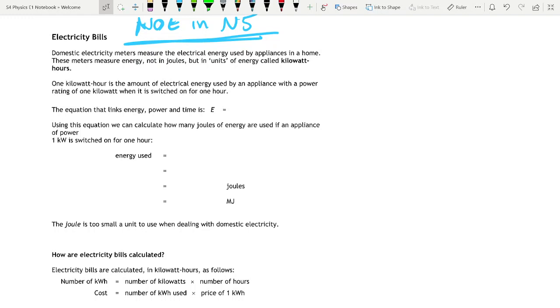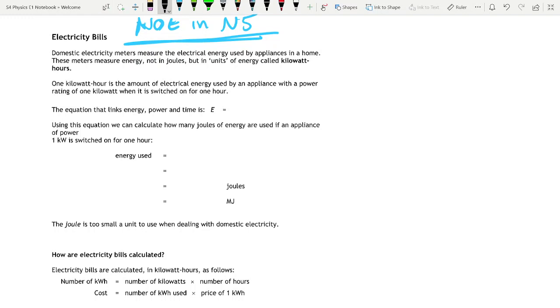Meters measure the electrical energy used by appliances in a home. These meters measure energy not in joules, but in units called kilowatt hours. So they're quite old-fashioned units that they use. So 1 kilowatt hour is the amount of electrical energy used by an appliance with a power rating of 1 kilowatt when it's switched on for 1 hour.